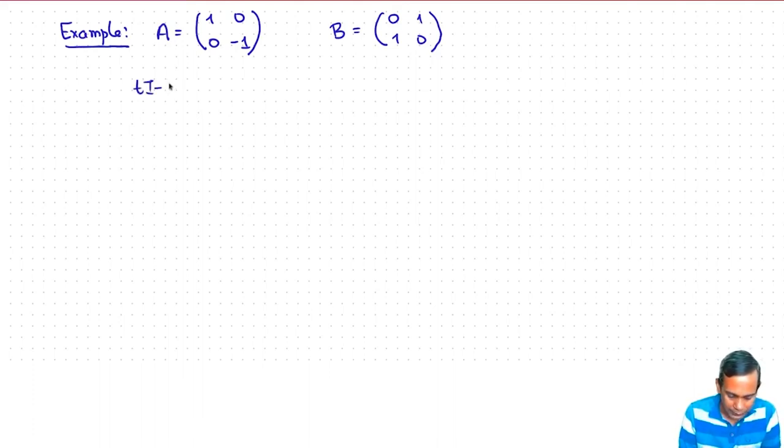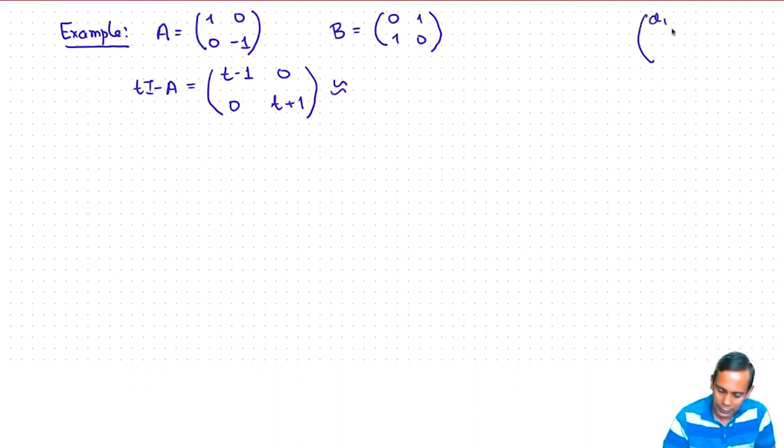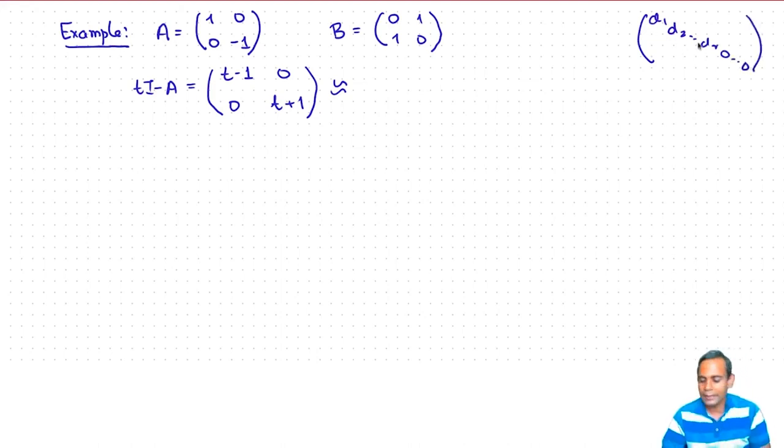tI minus A is t minus 1, 0, 0, t plus 1. And what's its Smith normal form? Remember, to compute the Smith normal form, it's something like this: d1, d2, ... dr, and then 0, 0, 0. The product of the first i diagonal entries is the GCD of all the i by i minors. So we just need to figure out the GCD of the i by i minors of this 2 by 2 matrix. Firstly, what is the GCD of all the elements of this matrix? That's clearly 1, because we've got t minus 1 and t plus 1, and their GCD is 1. So the first element is 1.